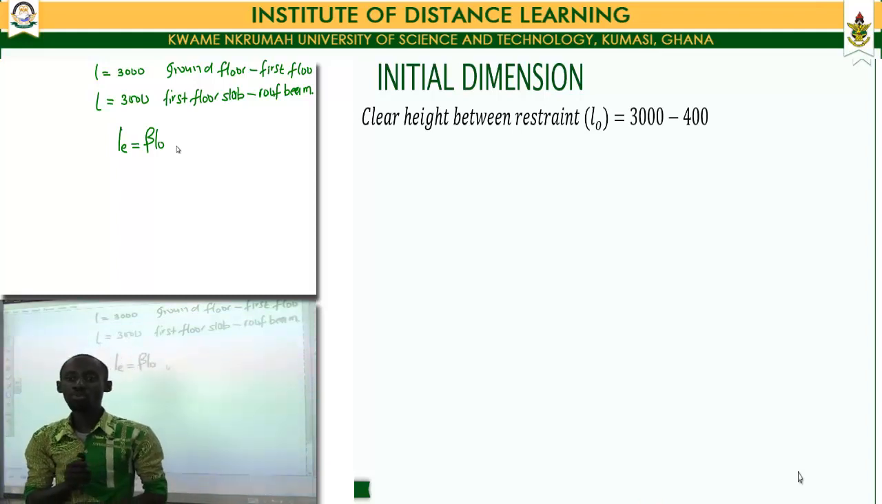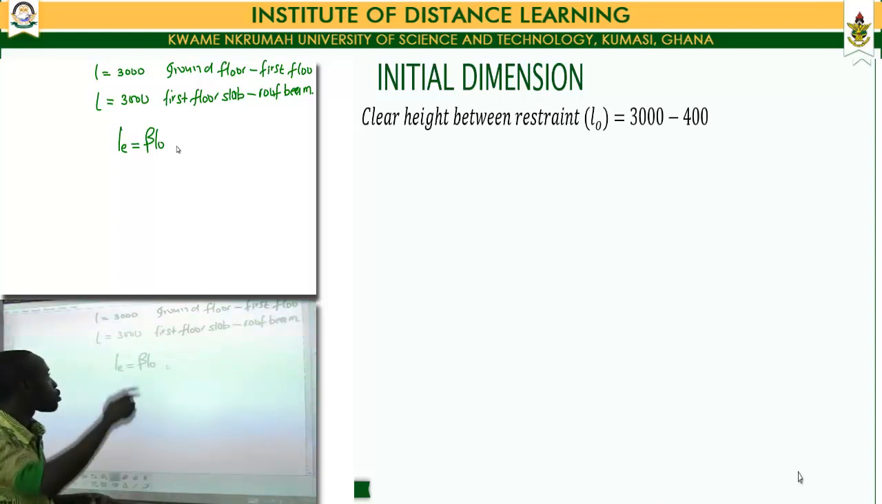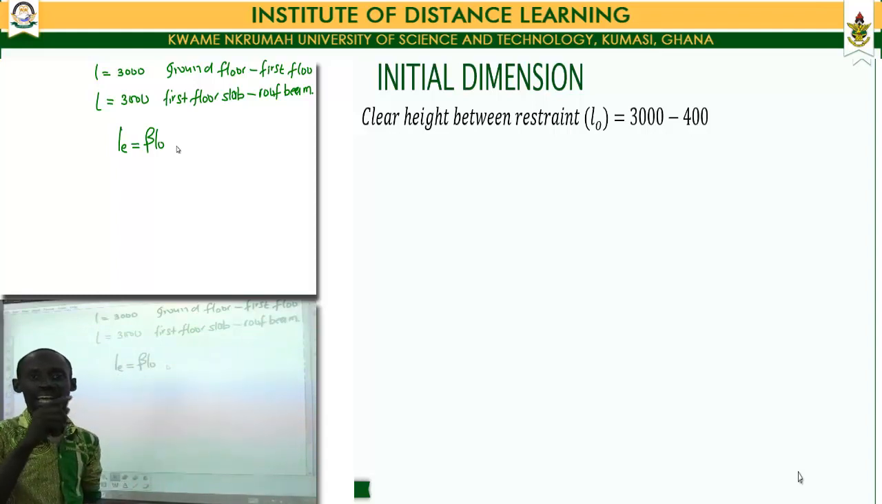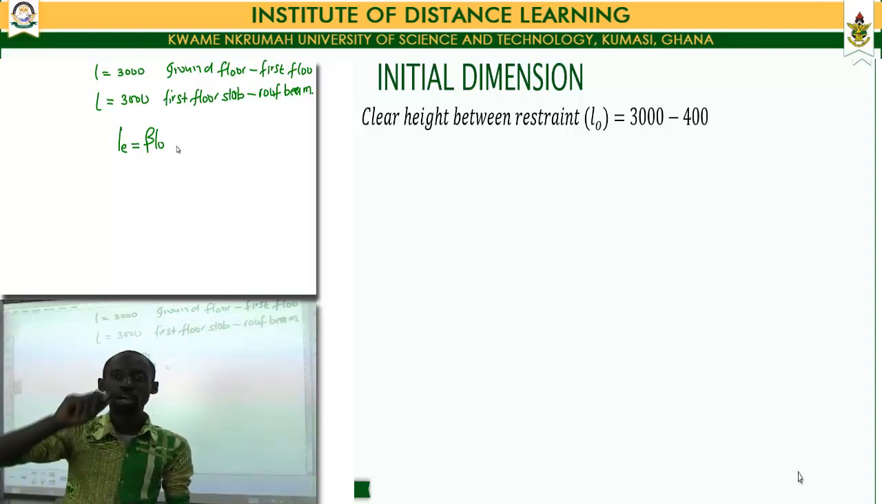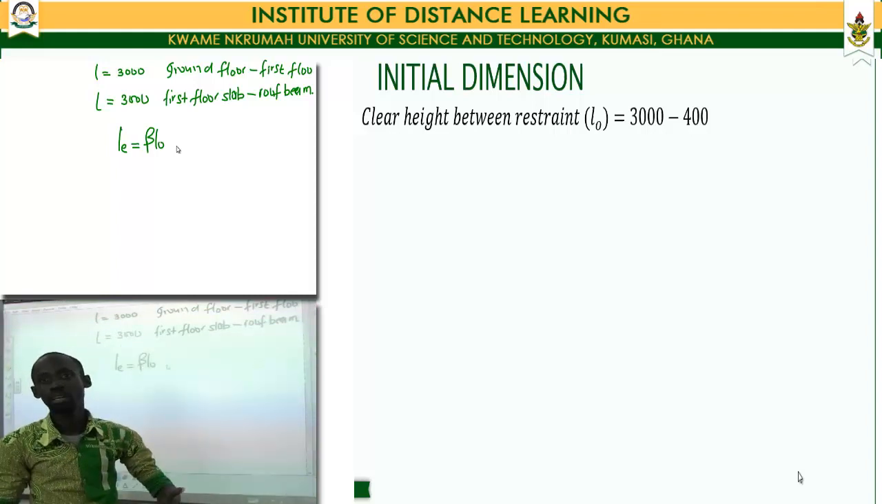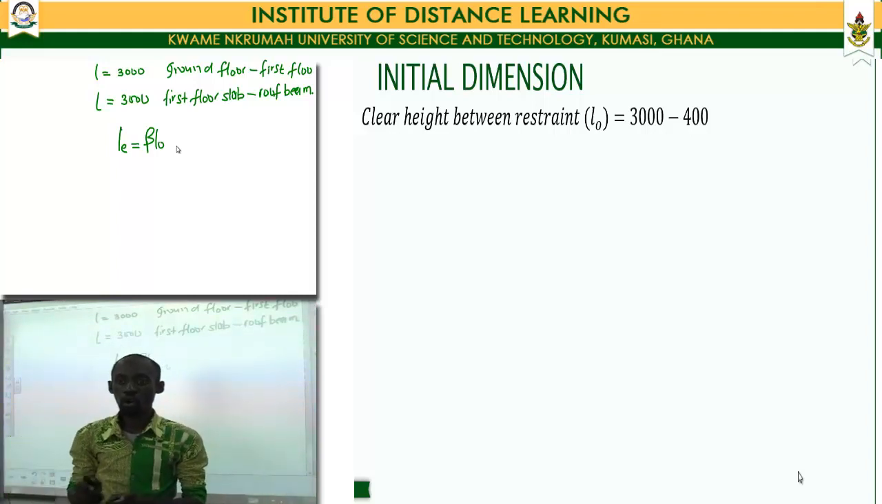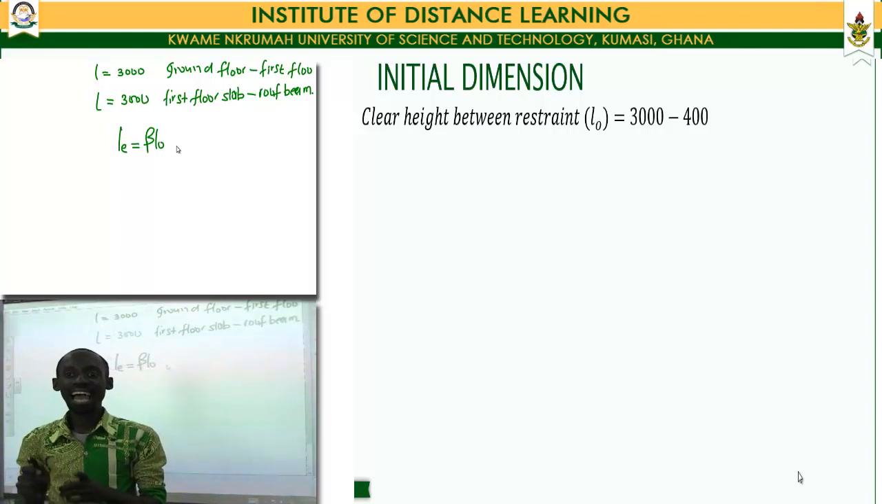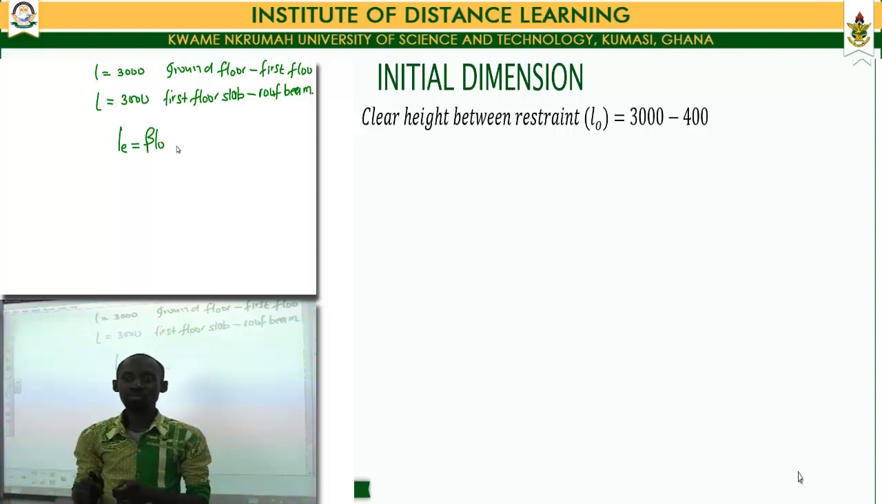Now, initially, we identified the floor height of our building from the first floor to the top of our roof beam as being equal to 3,000. Now, the LO of a column is given as the clear height between restraints.